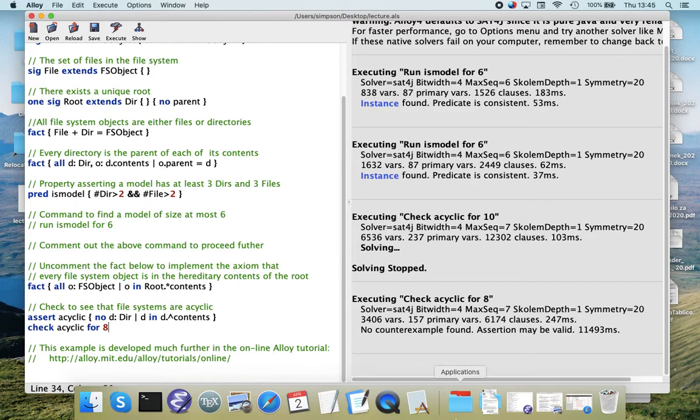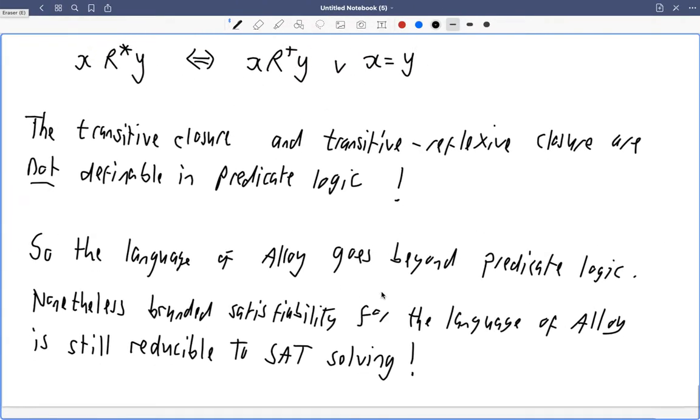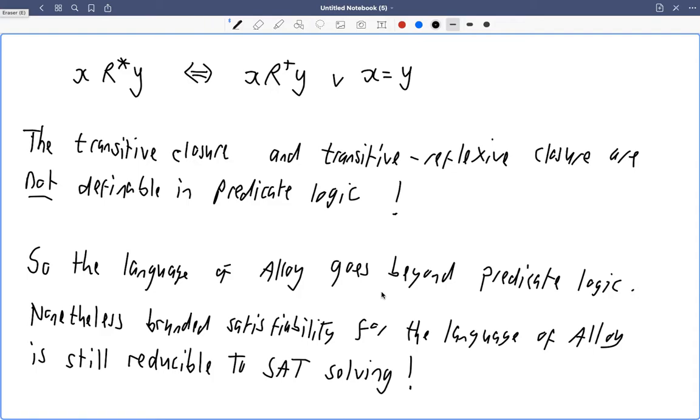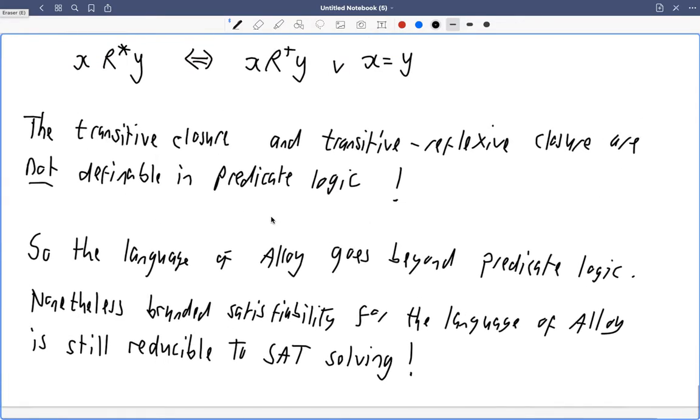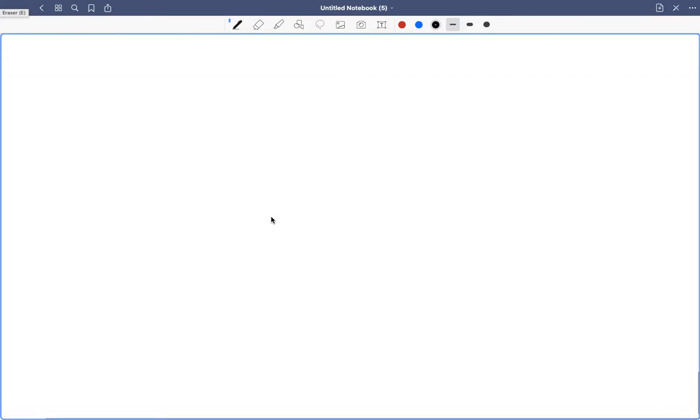Okay, so I just want to end now with a little theoretical exercise, and that's that we're going to show that transitive reflexive closure is not definable in predicate logic. So let's start with a new sheet. And to do that, we're going to use a nice tool in predicate logic called the Compactness Theorem. A nice mathematical result, a nice theorem.